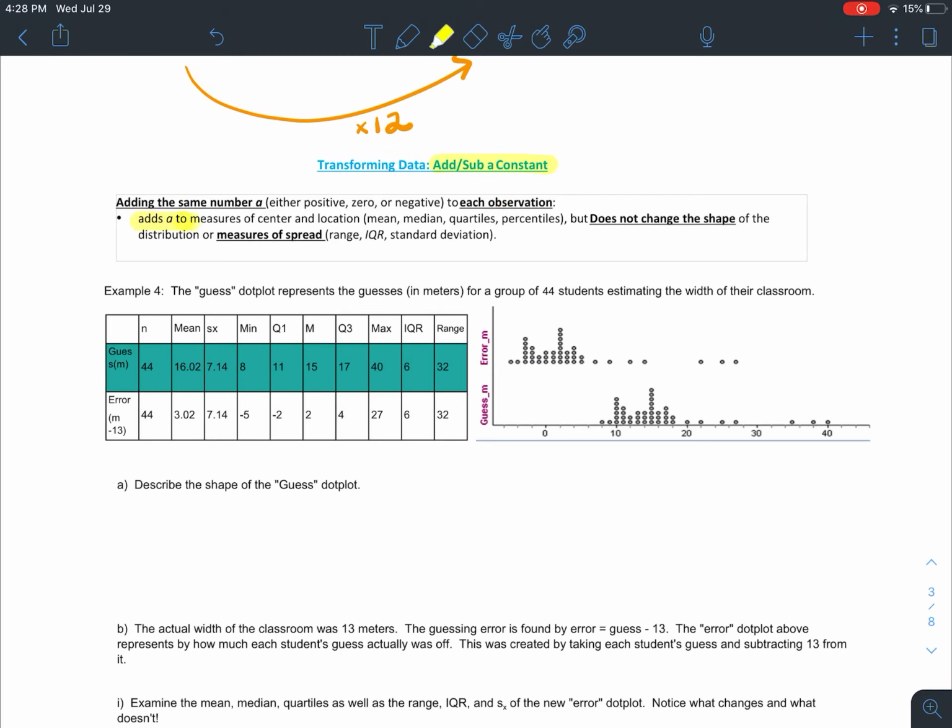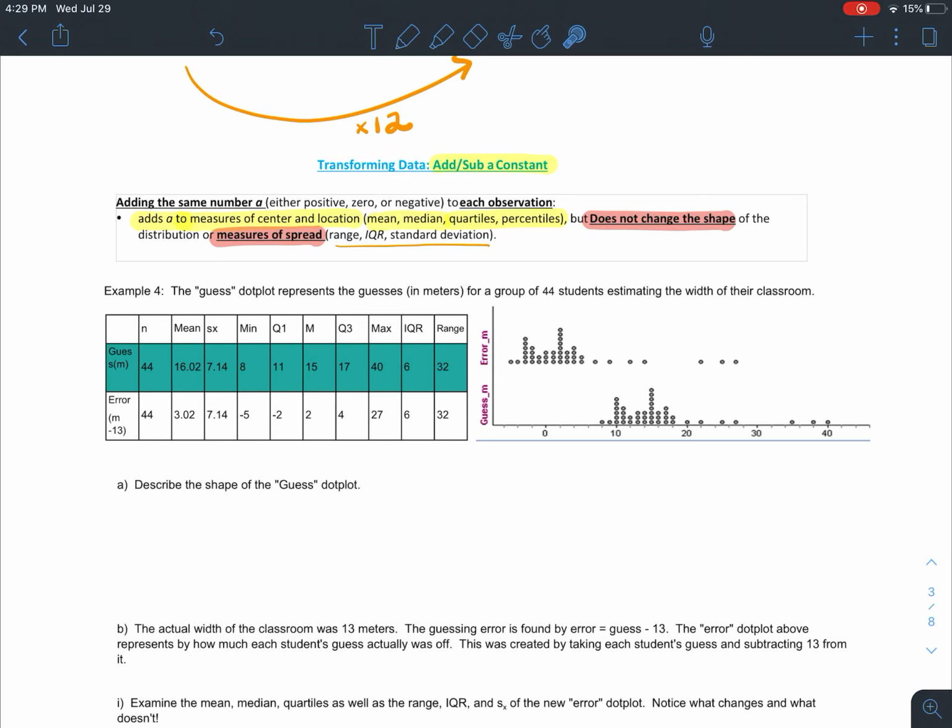That is going to add to your measures of center, which are mean and median, and measures of location, which are quartiles and percentiles. But what it does not do is change the shape of the distribution, and it does not change any measures of spread: range, interquartile range, or standard deviation. Okay, here is an example to illustrate this for you.